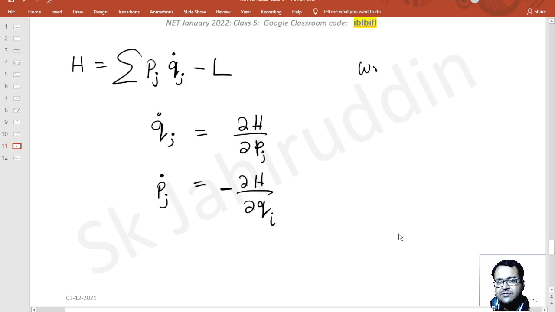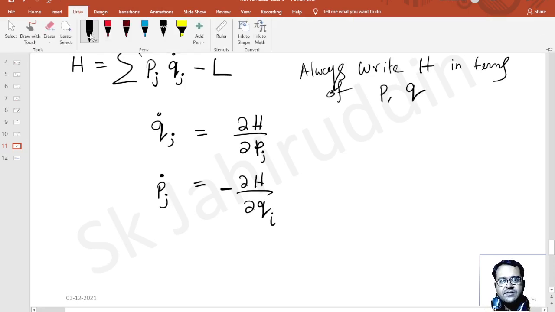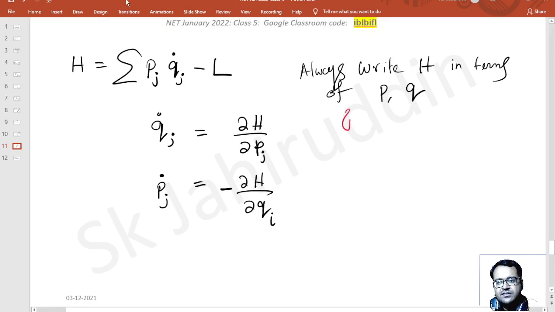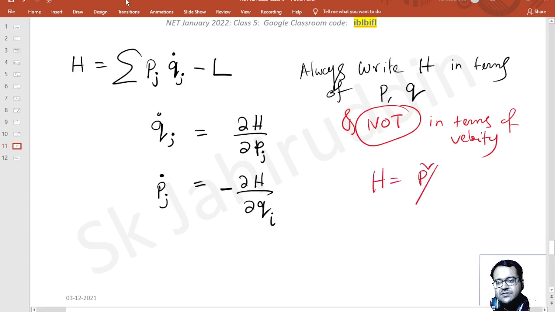Always write H in terms of momentum. Many of you make the mistake of writing H not in terms of momentum but in terms of velocity. It's just like H is, say, p square by 2m plus V as a function of q. Write it like this.